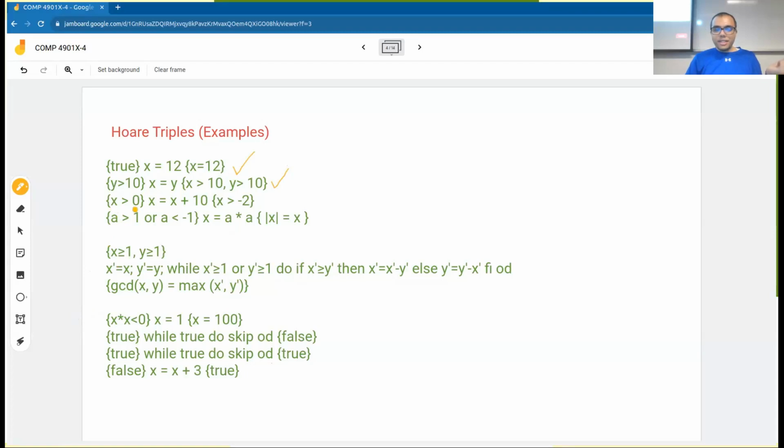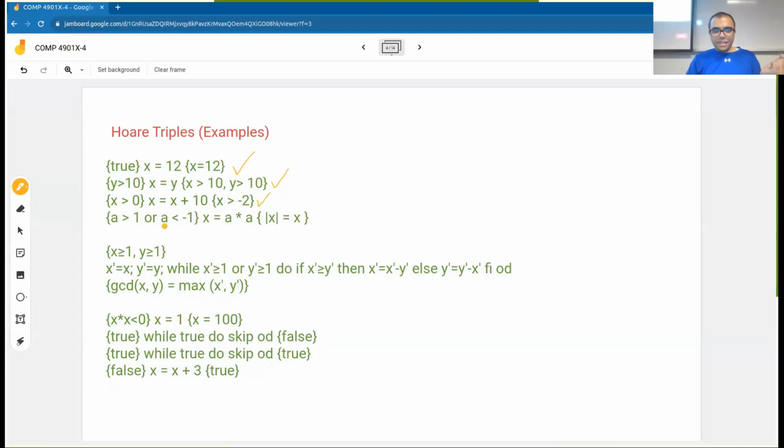If x is greater than 0, and I do x equals x plus 10, can I have the postcondition x is greater than -2? Yes. Again, the point here is that these postconditions don't have to be tied. As long as having the precondition and running the program ensures the postcondition, we're happy with that. Okay, how about this one?